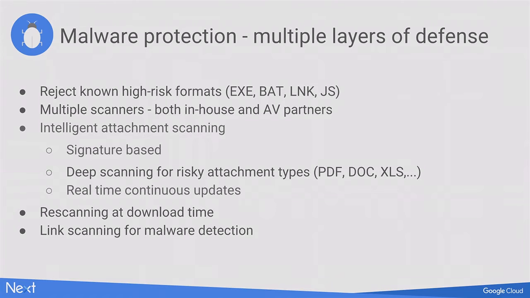We have intelligent attachment scanning. We start with signature-based scanning, but we support deep scanning for risky attachments. Risky attachments get deep scanning, which means the attachments are actually opened inside a sandbox environment. And we monitor for malicious behavior to detect that something is malware without relying entirely on signatures.